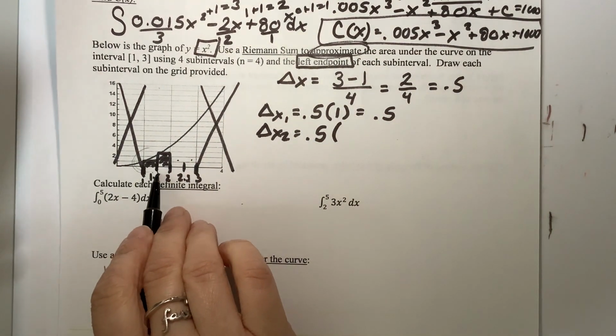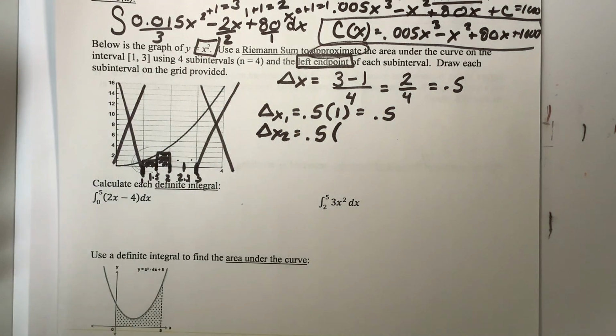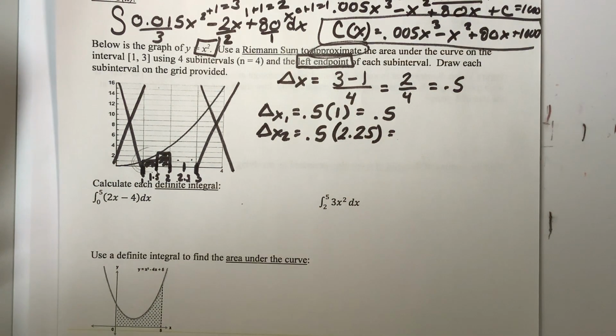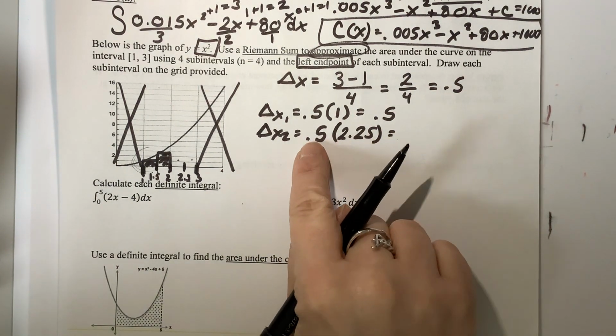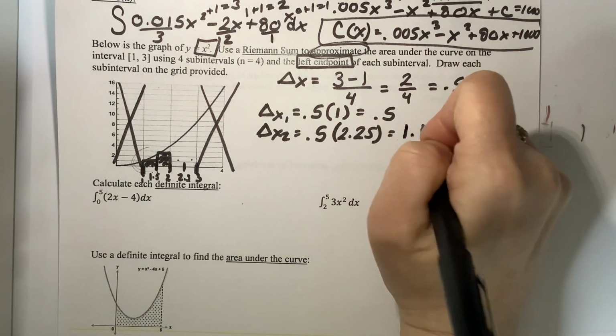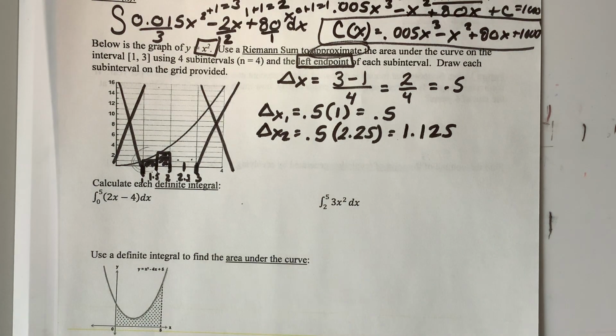The left endpoint is 1.5. Take 1.5 and square it. 1.5 squared is 2.25. The area of a rectangle is length times width. Multiply those two values together. The area of that partition is 1.125.